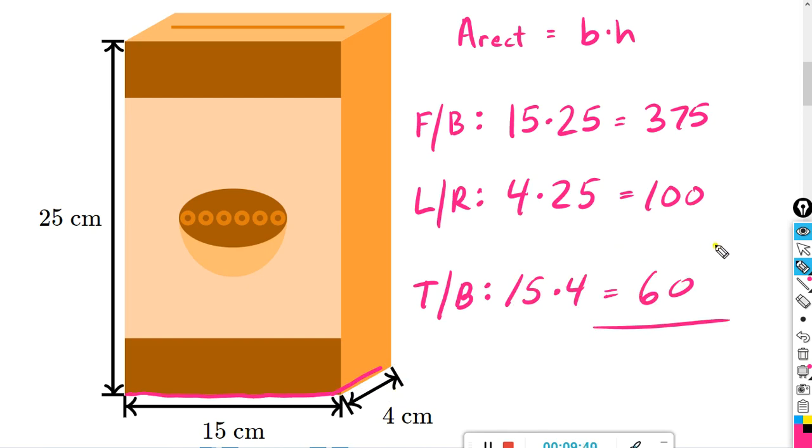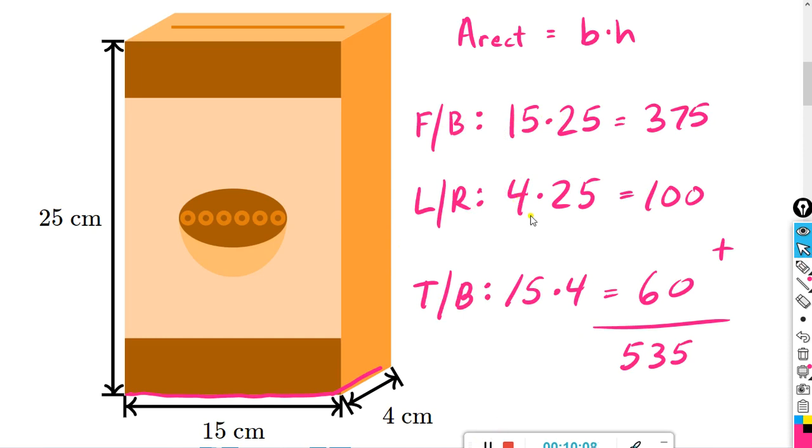All right, so we're going to add these together. That's 160 plus 375, 475. I think it's 535. Let me double check on the calculator. Okay, 535. However, remember we only did one of the two.